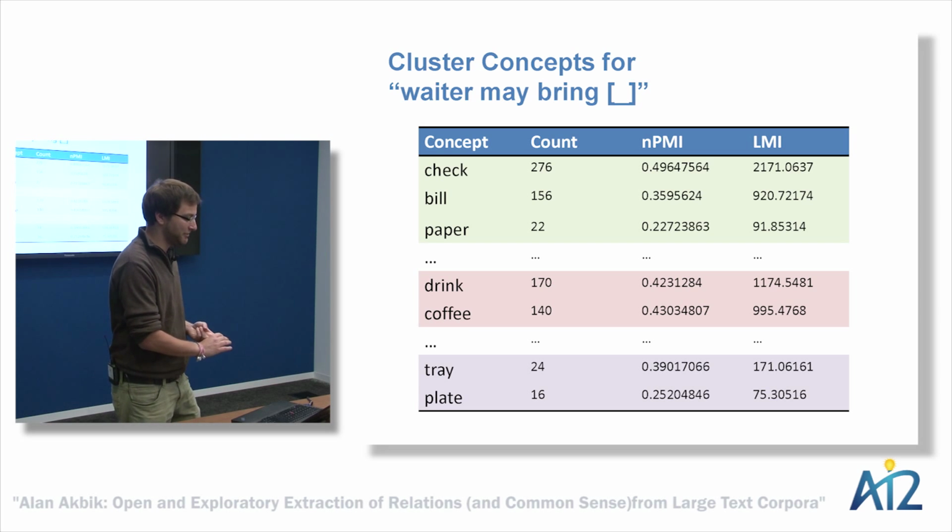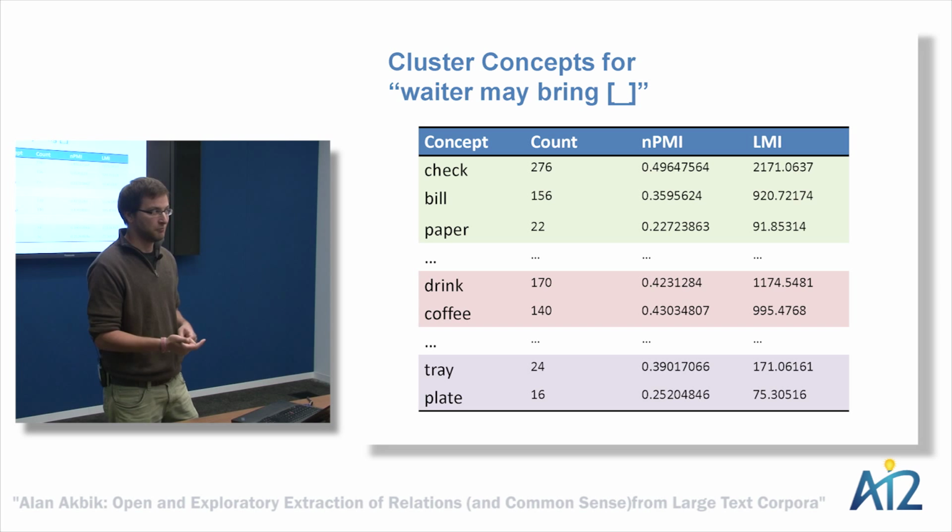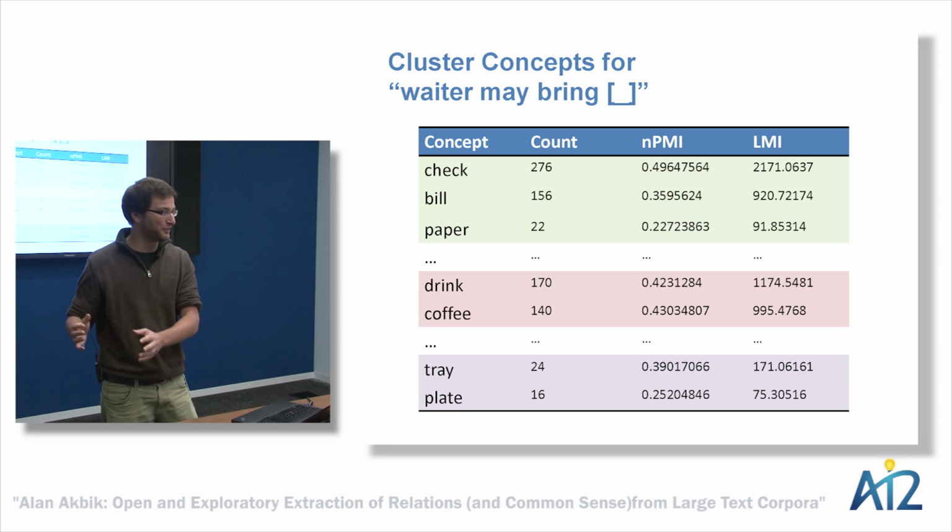We have the pairwise similarities. We know check and bill are similar. We know waiter can bring all these things. So we execute a clustering on this data, and we find groups of things that the waiter can bring.